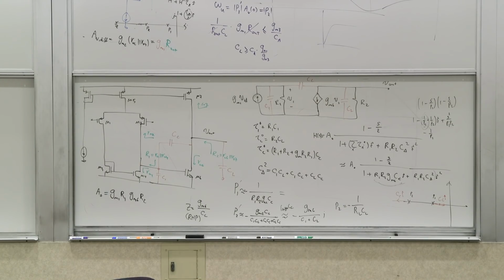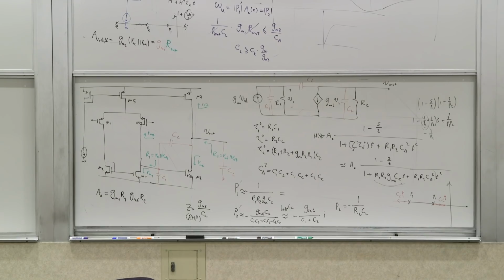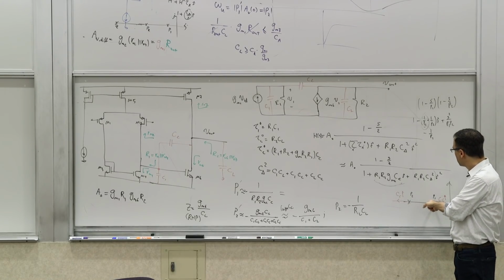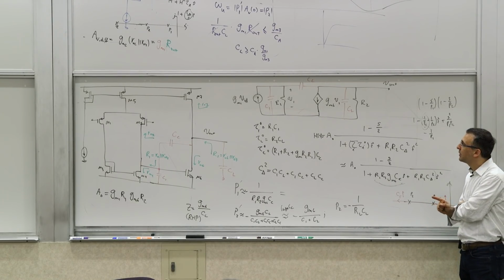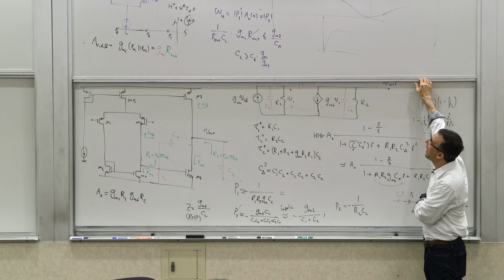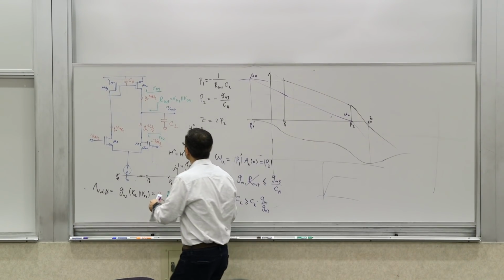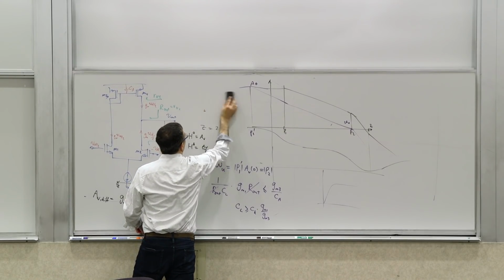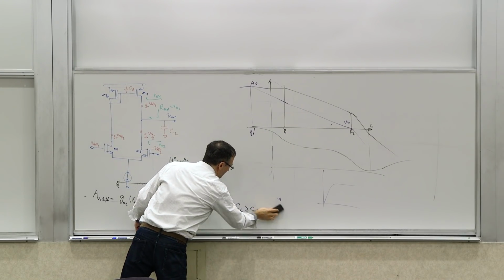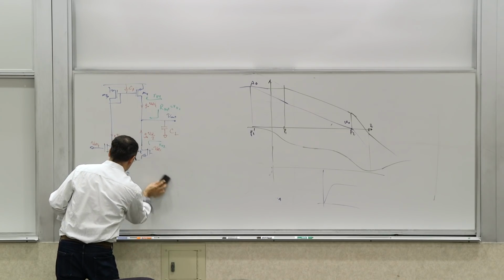This is called pole splitting. And this is why this kind of frequency compensation is so popular and so common, because it not only brings P1 down, but it also pushes P2 out. So if you look at a plot like this, let's get rid of the rest of the stuff here and save the plot.